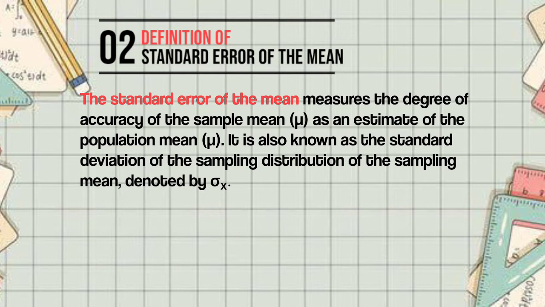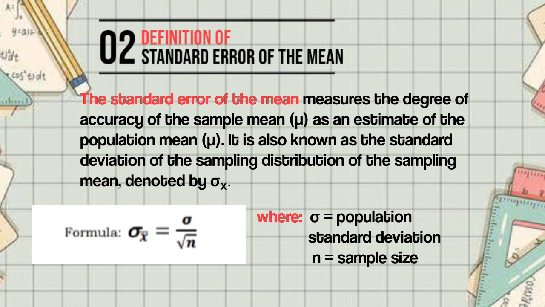On the second one, definition of standard error of the mean. The standard error of the mean measures the degree of accuracy of the sample mean as an estimate of the population mean. It is also known as the standard deviation of the sampling distribution of the sample mean, denoted by σ subscript x̄. The formula is σ subscript x̄ equals σ over the square root of n, where σ is the population standard deviation and n is the sample size.